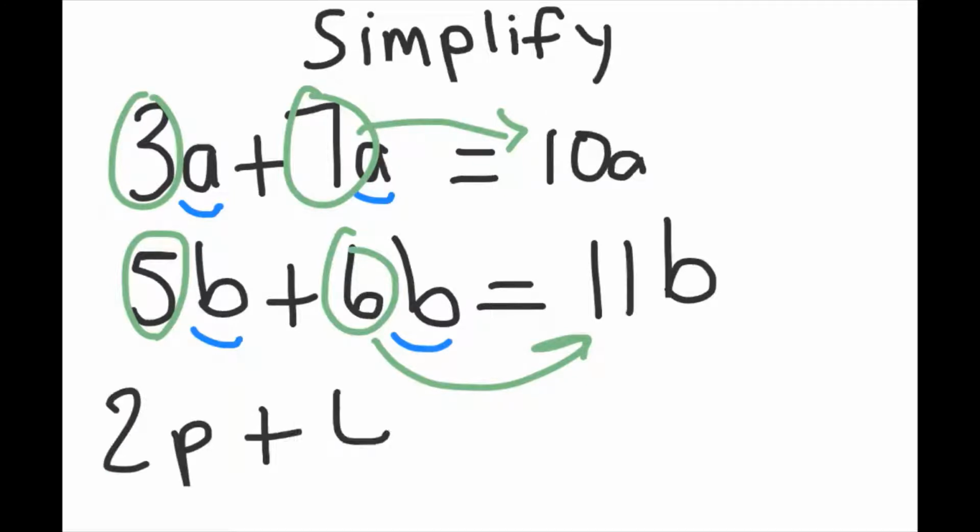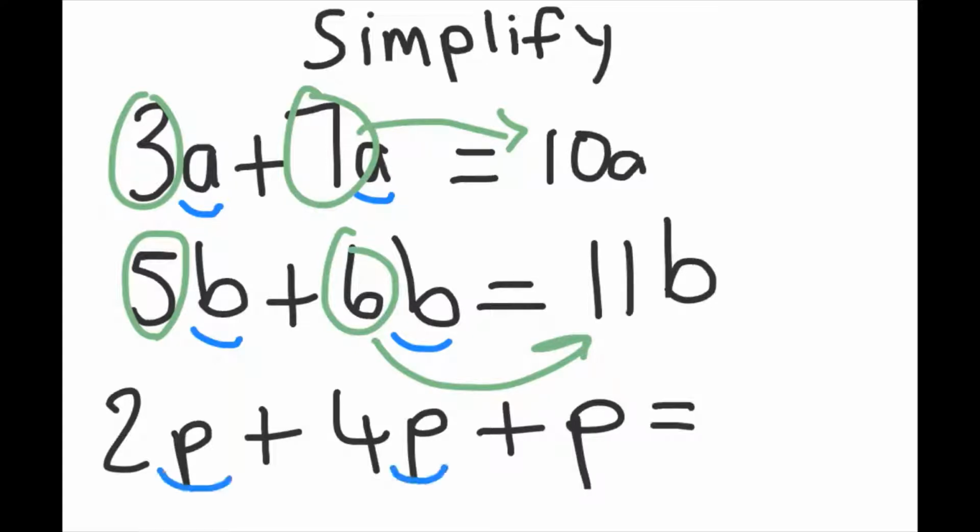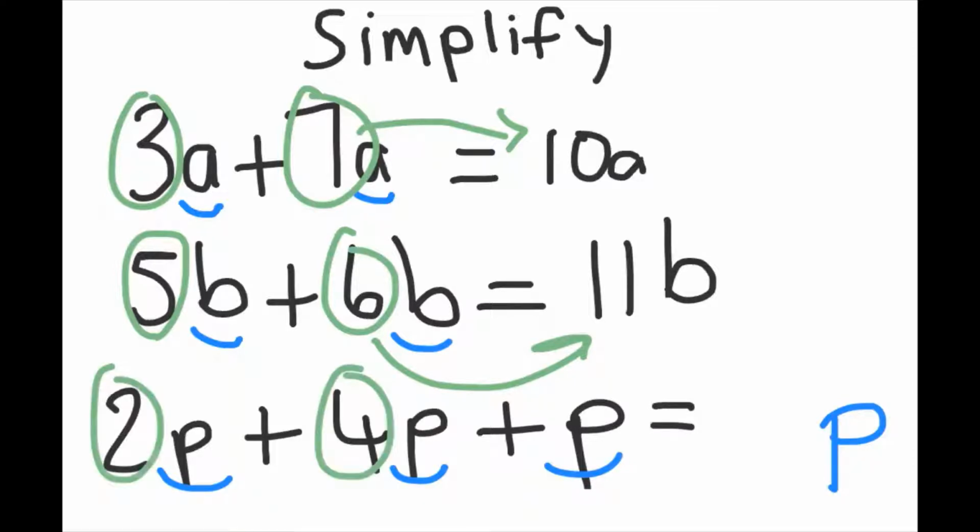2p plus 4p plus p. Again, the base is the same, which is p. So if the base is the same, you can just add up all the numbers. 2 plus 4. Now, if there's nothing in front of the p, just tell yourself there's an invisible 1. So in this case, there's a 1. So it's again 2 plus 4 plus 1. That gives you 7p.